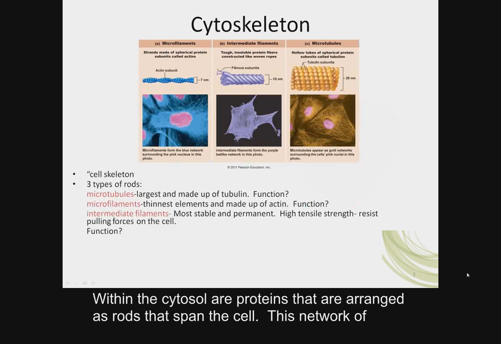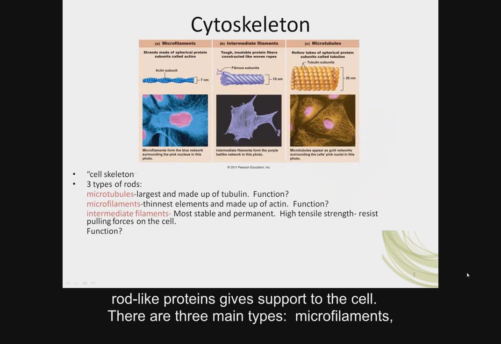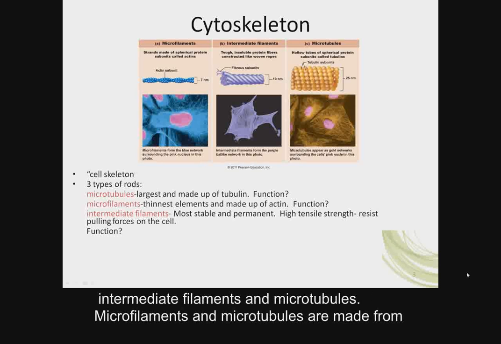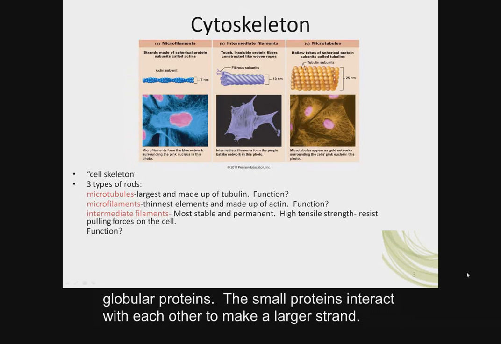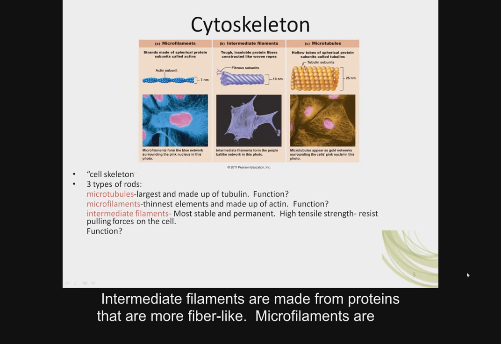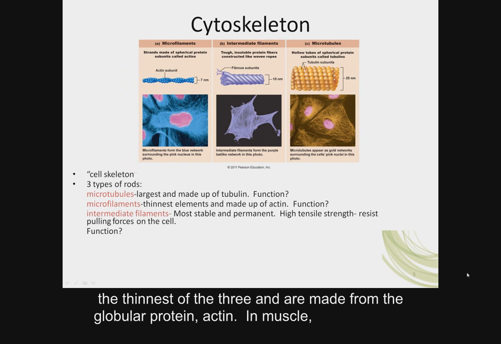Within the cytosol are proteins that are arranged as rods that span the cell. This network of rod-like proteins gives support to the cell. There are three main types: microfilaments, intermediate filaments, and microtubules. Microfilaments and microtubules are made from globular proteins. The small proteins interact with each other to make a larger strand. Intermediate filaments are made from proteins that are more fiber-like.